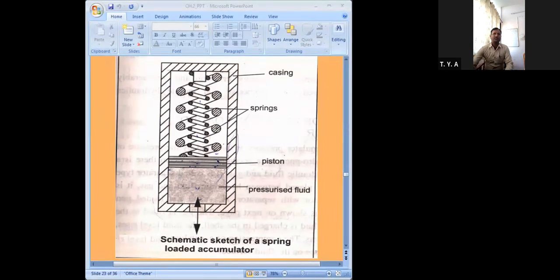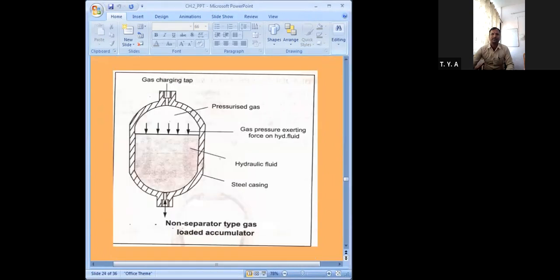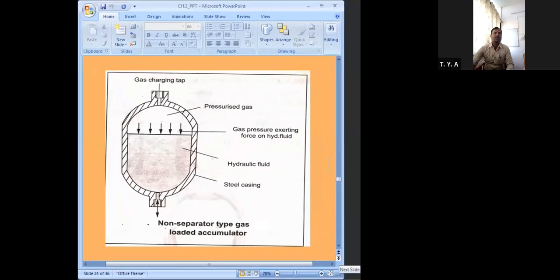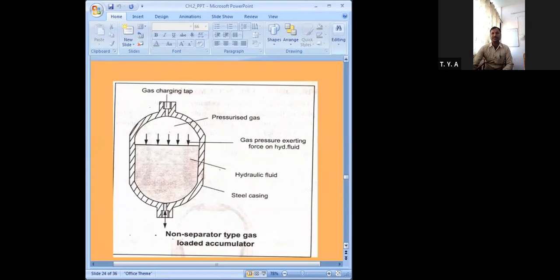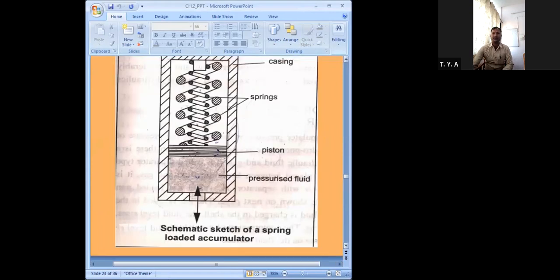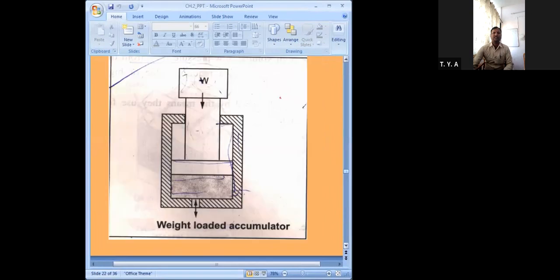Okay, so this is about the spring loaded accumulator. The dead weight accumulator and the spring loaded accumulator are both similar to each other, with the dead weight just replaced by this spring. Let us go for another one. Before that, one point is remaining, that is the advantages of the spring loaded accumulator.